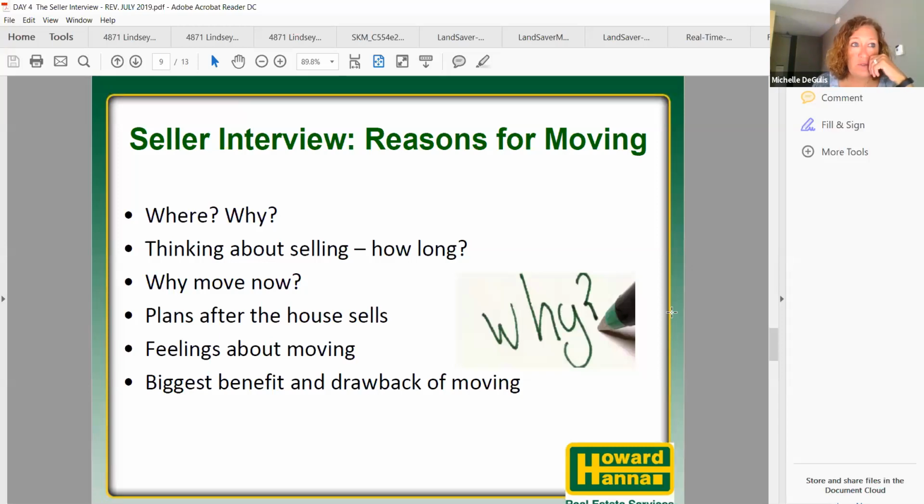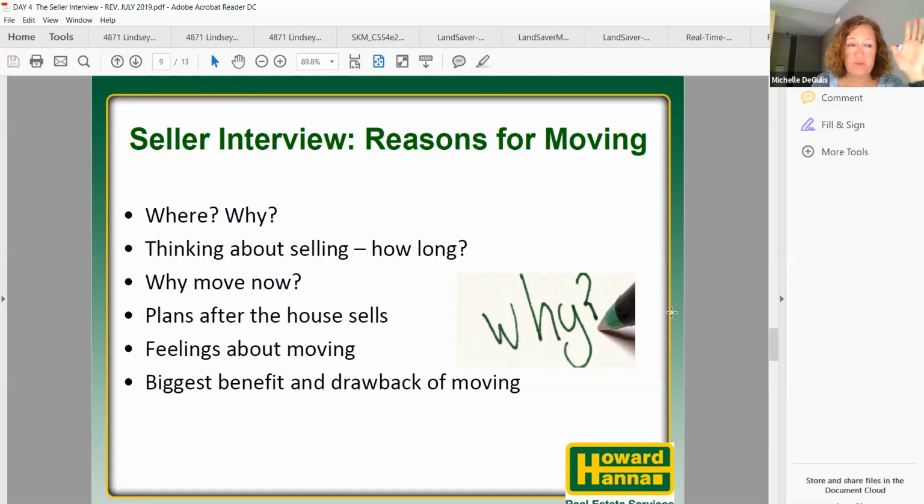Then you want to ask them, how long have you been thinking about selling? Maybe they're empty nesters and they've been thinking about this for the past few years, and they're like, yep, as soon as the last one flies the coop, we're out of here. So think about how long they have been thinking about it, and why they are deciding to move now. What is the catalyst that made it time to do it? It could be because the interest rates are so low. There are lots of reasons why someone might want to move right now.